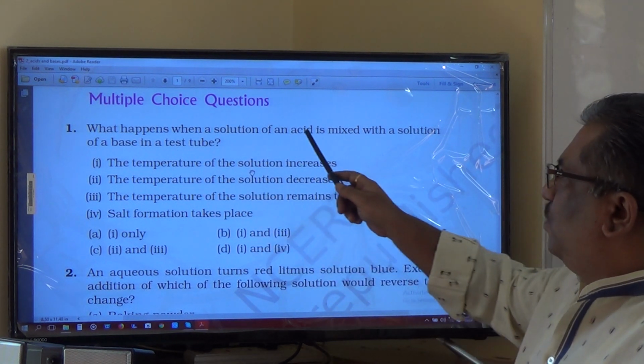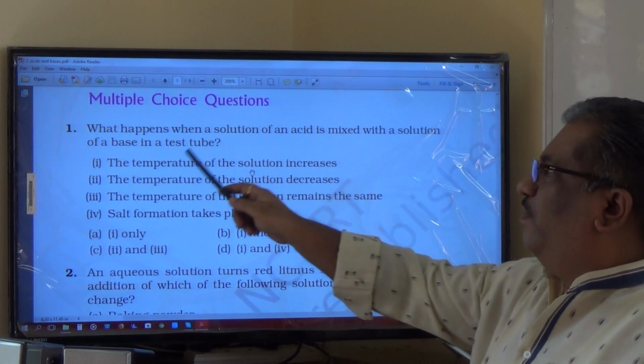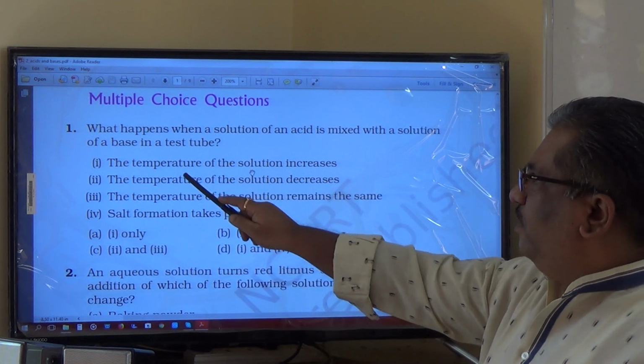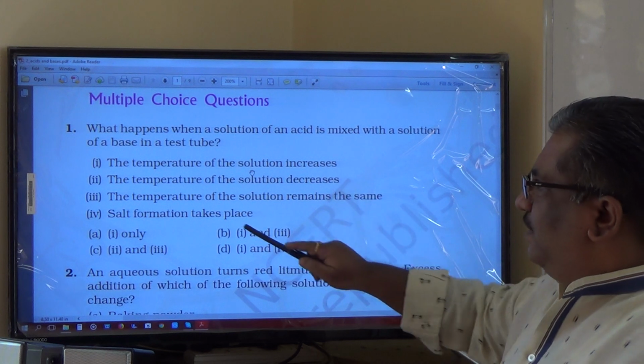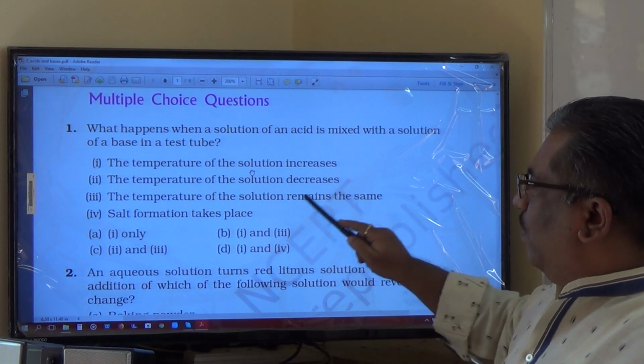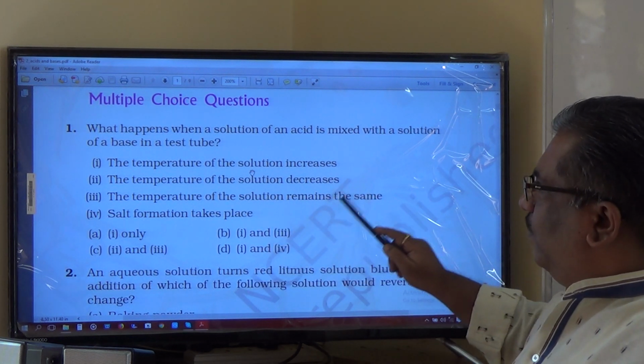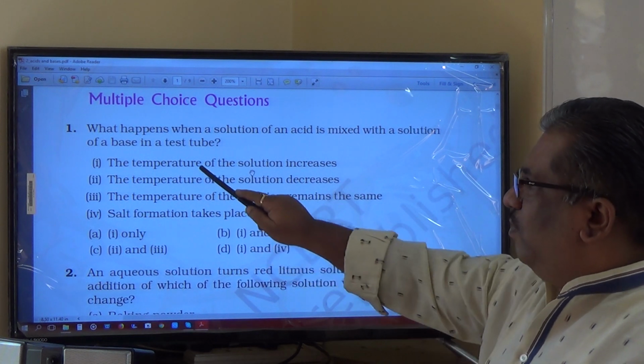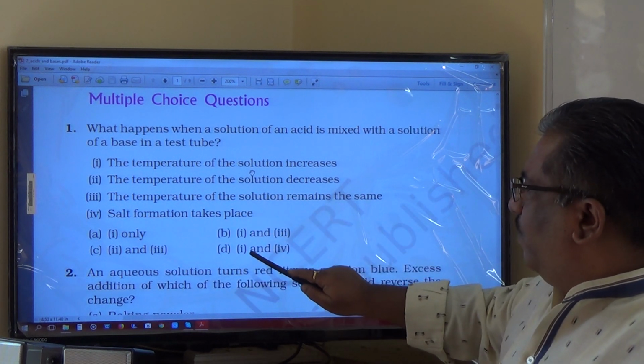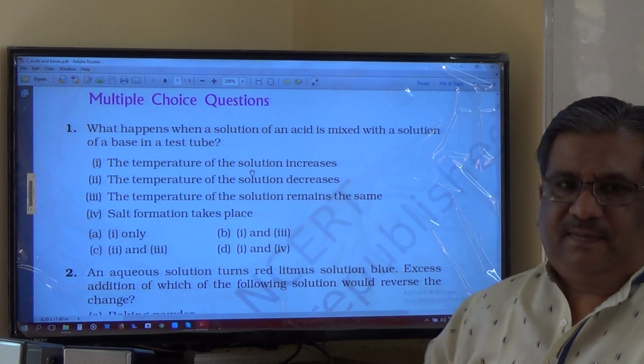What happens when a solution of an acid is mixed with a solution of a base in a test tube? Temperature of the solution increases? Yes. Temperature of the solution decreases? No. Temperature of the solution remains same? No. Salt formation takes place. 1 and 4. Therefore, 1 and 4. D is the correct answer. Next.